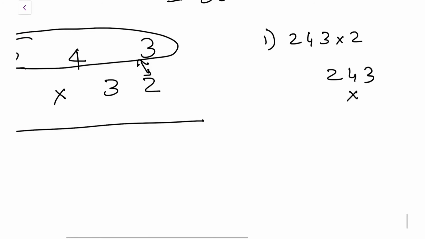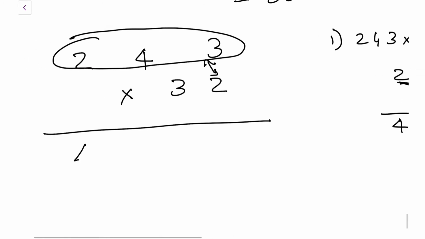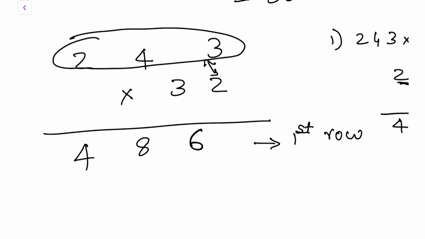How do we do that? 243 into 2. You've learned this earlier, multiplication by a single digit number. 2 into 3, 6. 2 into 4, 8. 2 into 2, 4. That's 486. So that becomes your first row. Just write it down. 486. And this is your first row. Okay, we are done with that.